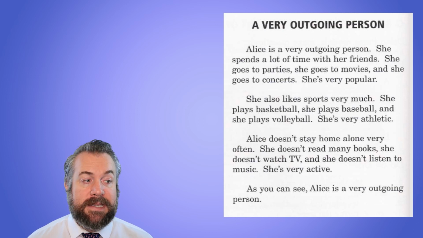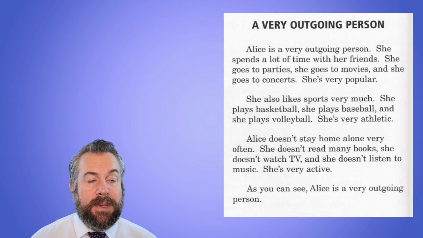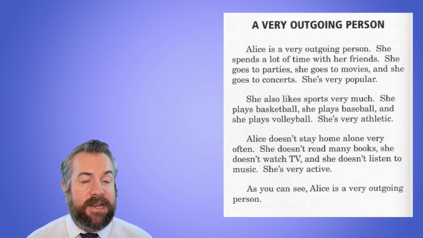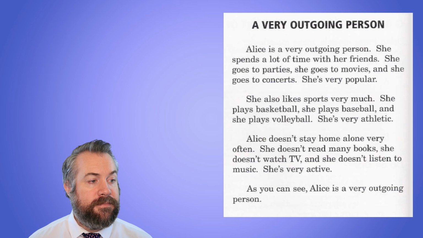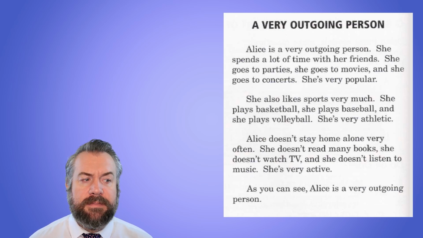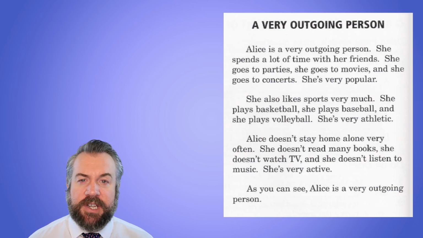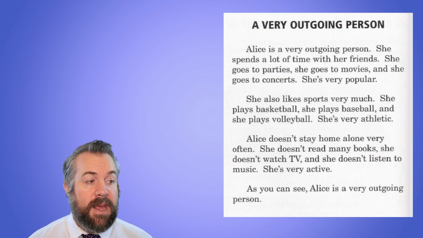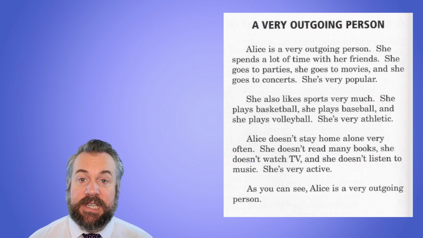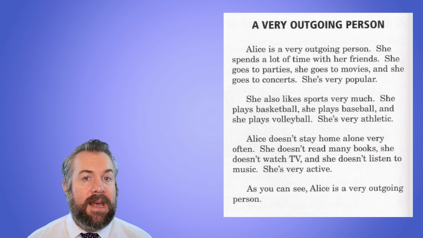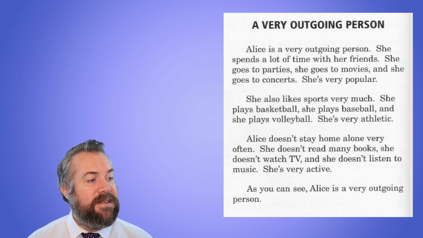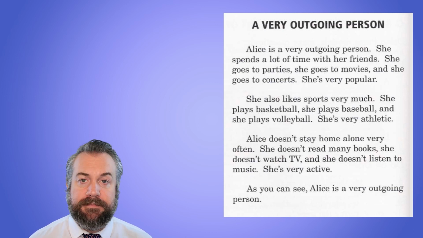She also likes sports very much. She plays basketball, she plays baseball, and she plays volleyball. She's very athletic. Alice doesn't stay home alone very often. She doesn't read many books. She doesn't watch TV. And she doesn't listen to music. She's very active. As you can see, Alice is a very outgoing person.